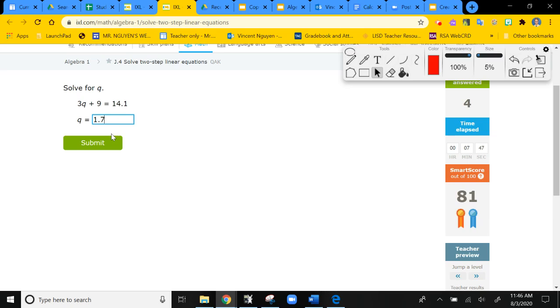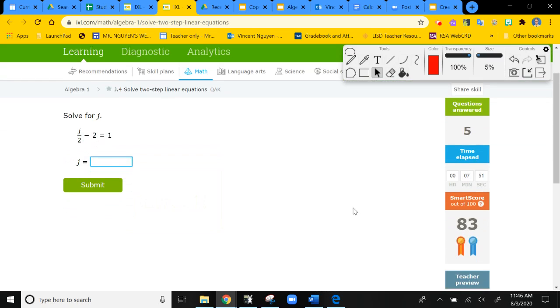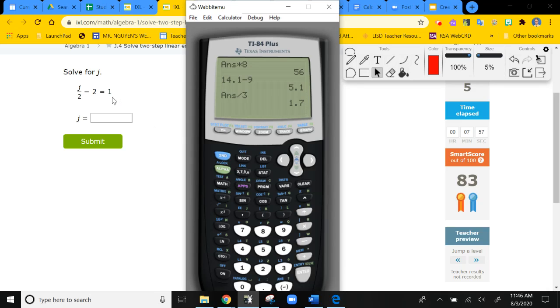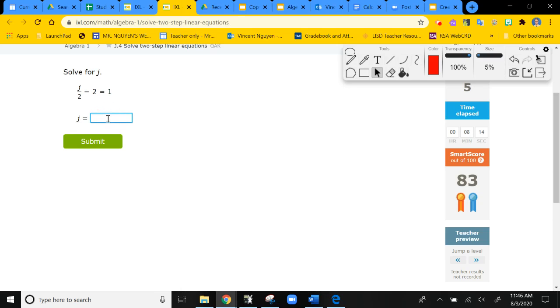The numbers are a little tricky because they're decimal numbers. Okay. And then here, we're going to start with 1, right? So on your calculator, you're going to start with the number 1. You're going to add 2 and then multiply by 2. So I'm doing everything inverse, right? So 1, I'm going to add 2 first, hit enter, and then multiply by 2. And I'm going to get 6. So I'm going to type in 6 for my answer.